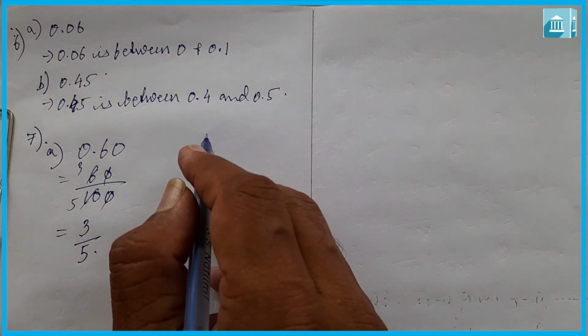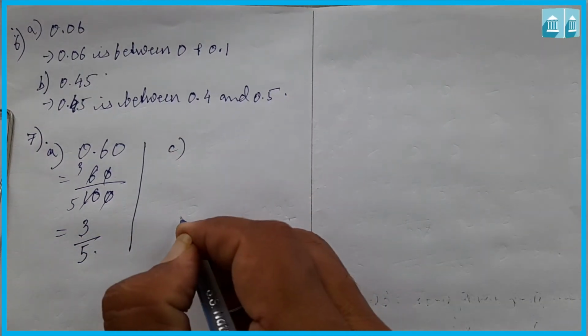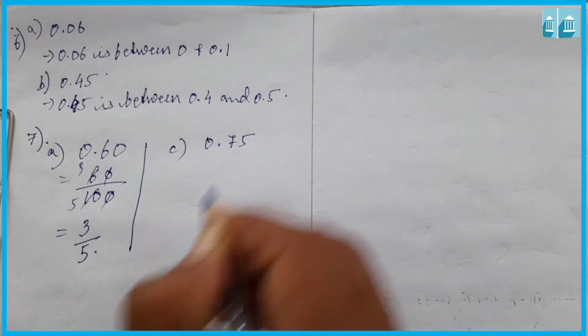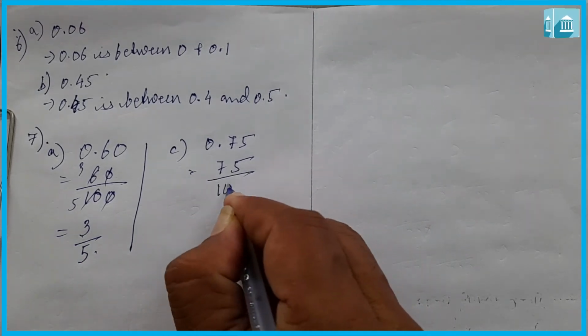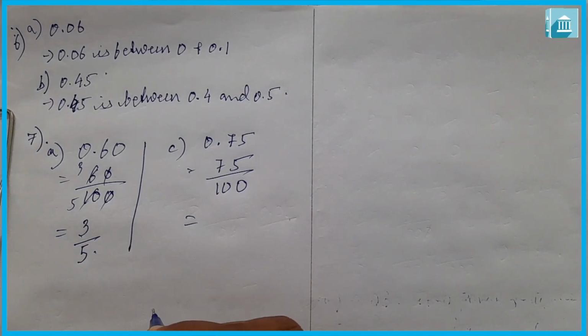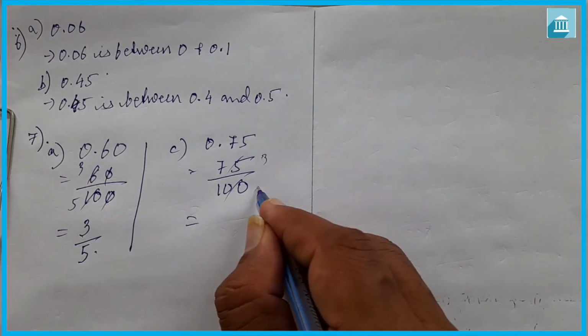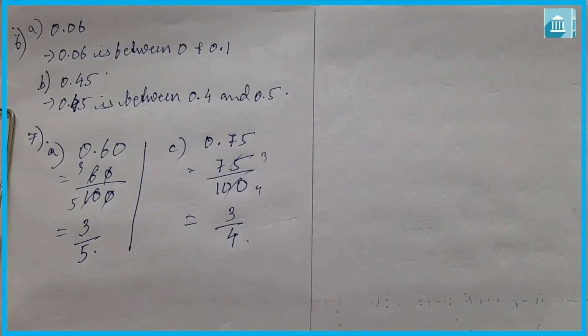Let us do another one. C is 0.75. First we need to convert it into the fraction, that will be 75 upon 100. Both are divisible by 25, that is 3 and 4. So this will be 3 upon 4.